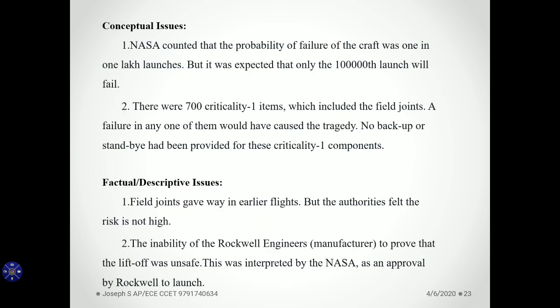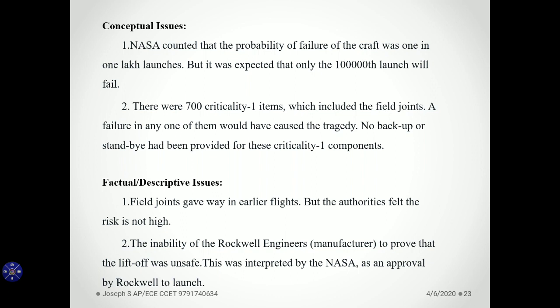So what are the conceptual issues in the case study? First, NASA counted the probability of failure of the craft as 1 in 1 lakh launches, but it was expected that only 1 in 10 lakh launches would fail. There were 700 criticality one items, which include the field joints. A failure of any one of them would have caused the tragedy. No backup or standby had been provided for criticality one components.